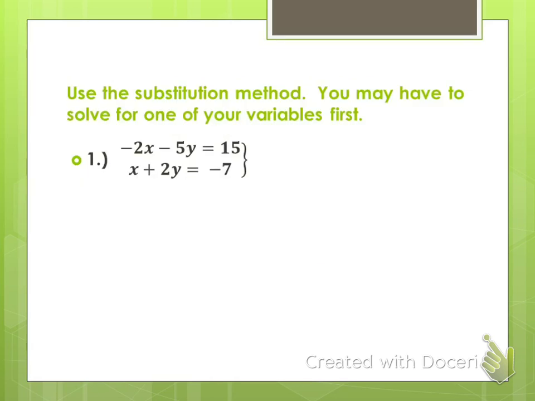On example 1, we need to use the substitution method. So it is up to us. We get to choose which equation we use and which variable we get alone. We want whatever variable we get alone to have a coefficient of what? 1. That's what our notes just said. Do any of these already have a coefficient of 1?